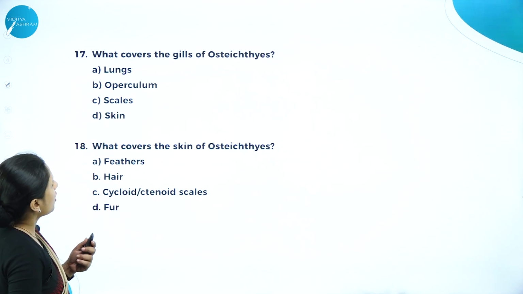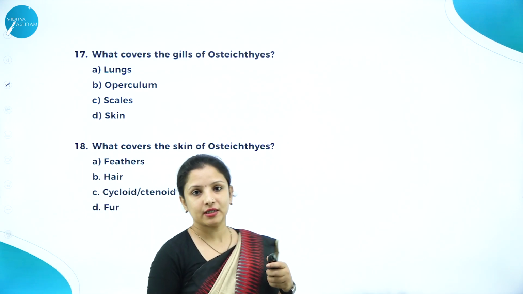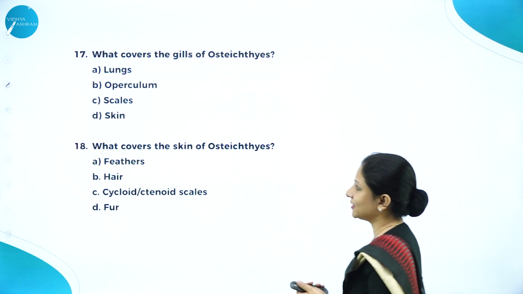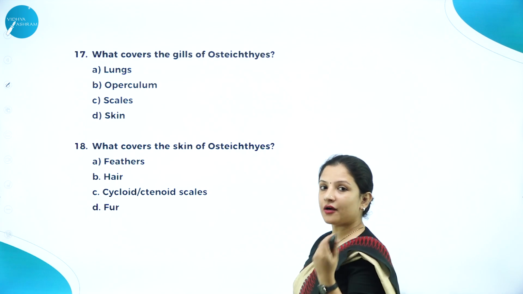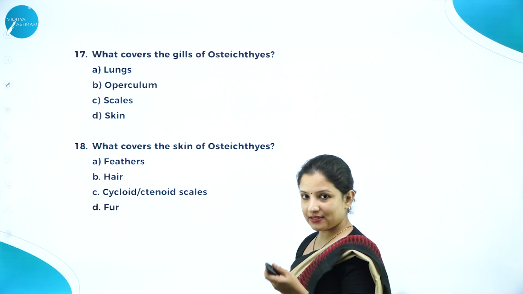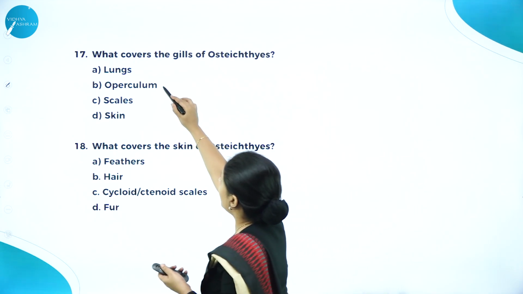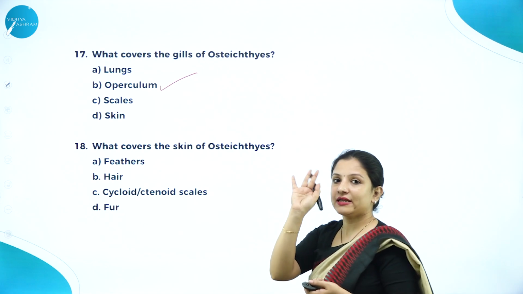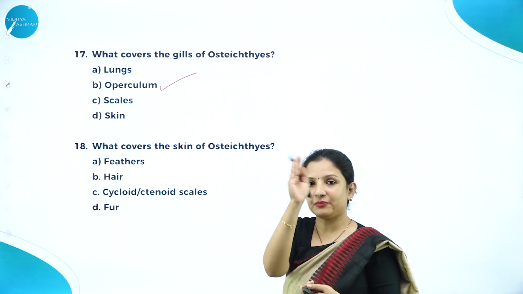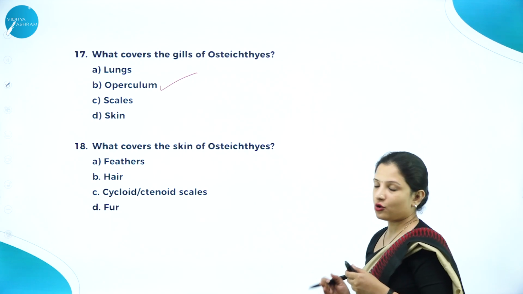So next question, what covers the gills of osteichthyes? Is it lungs, operculum, scales or skin? Scales, especially the ctenoid scales, cover the skin of osteichthyes, and the operculum covers the gills. They have small flap-like structures which are called operculum, or shields. It is called operculum.